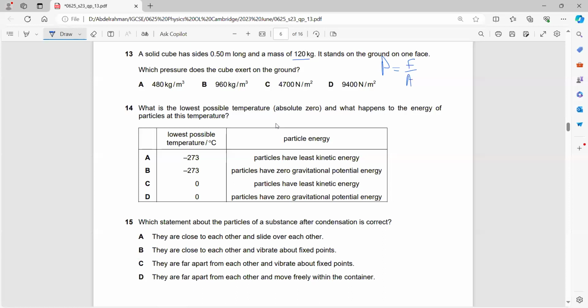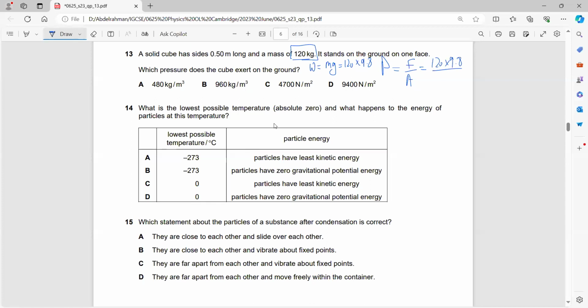What's the force? Can you say 120? Is this the force, 120 kilograms? Definitely not. To find the force, which is the weight, let me write it down here. The weight equals mg, which is 120 times 9.8. This is the force. This is the weight.